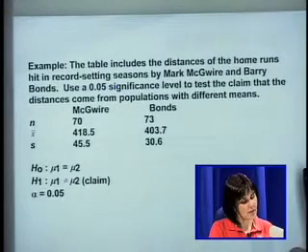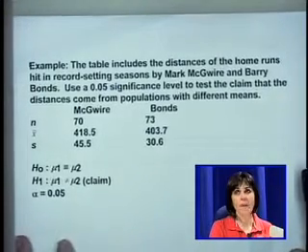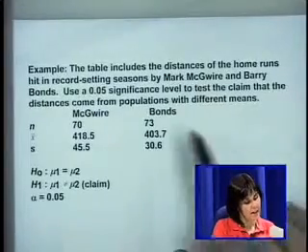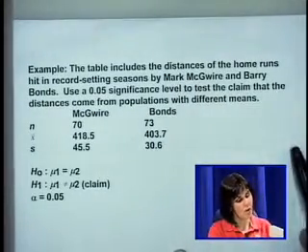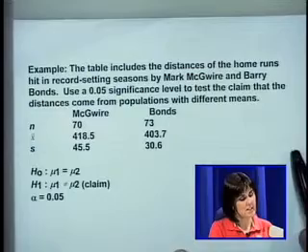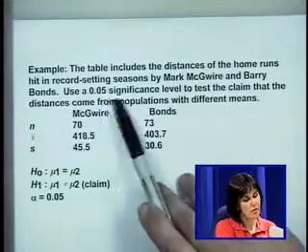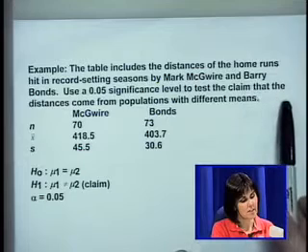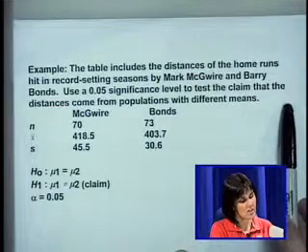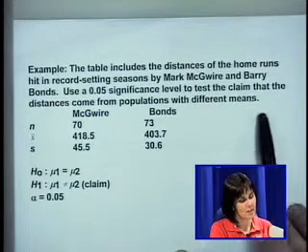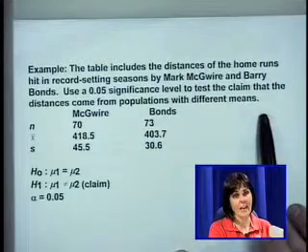Now let's assume I have this case. This table contains the distances of the home runs hit in record-setting seasons by McGwire and Barry Bonds. I'm going to use a 0.05 significance level to test the claim that the distances come from populations with different means. So I'm looking at the different means.